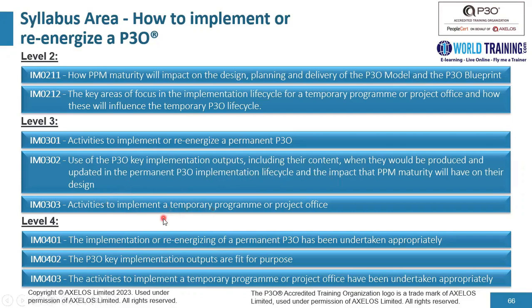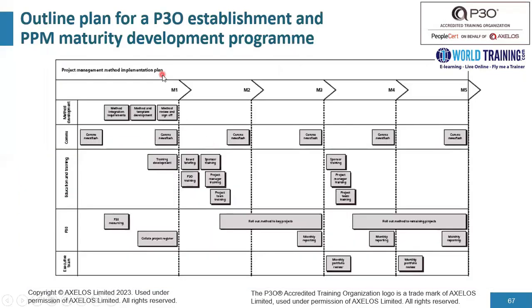And at level 4 thinking, we will look into the implementation or re-energizing of a permanent P3O, and has it been done appropriately? The P3O key implementation outputs, are they fit for purpose? And the activities to implement a temporary program or project office, has it been done appropriately? So these are some of the things that we should examine in this particular module. On the next slide, we shall look into the outline plan for a P3O establishment and PPM maturity development program.